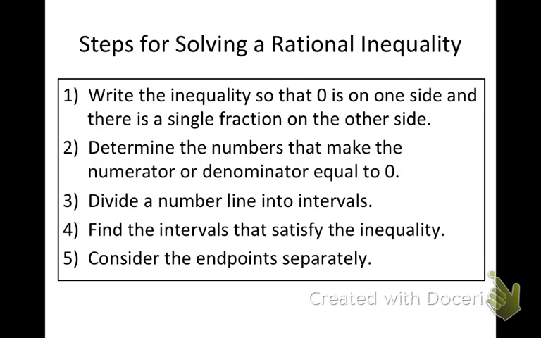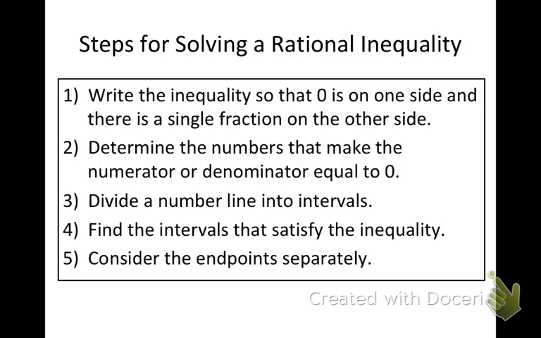So for step 5, you're going to consider the endpoints separately, which only means you have to think about your parentheses and your brackets when you're making your intervals. Okay? Because I'm not going to be able to put a bracket around the number that makes my denominator equal to 0. That's always going to be a parenthesis, no matter what the inequality sign is.